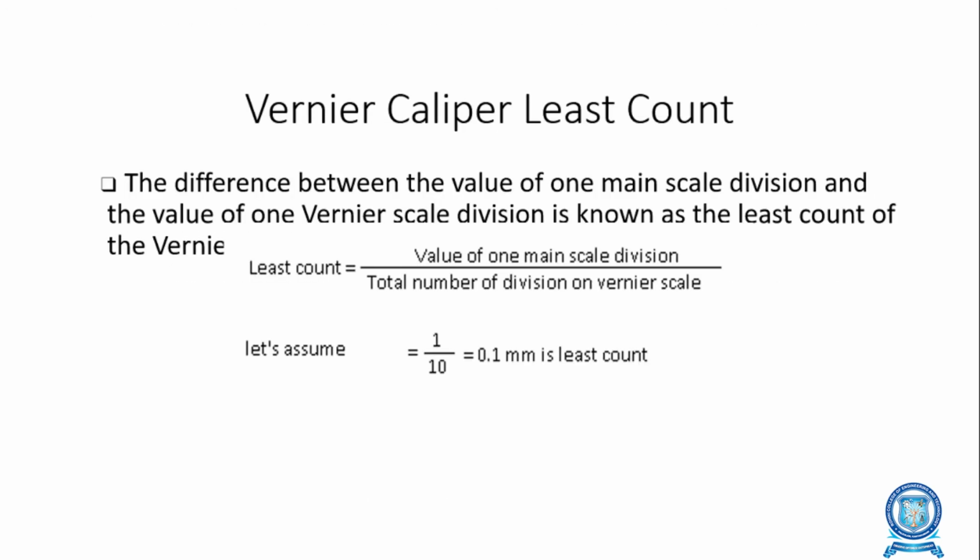Now we should know about the vernier caliper least count. The vernier caliper least count is the difference between the value of one main scale division and the value of one vernier scale division. So least count is equal to the value of one main scale division divided by the total number of divisions on the vernier scale. Let us assume the vernier scale has 10 divisions in total and the value of one main scale division is 1. We get the least count value as 0.1 mm. So here 1 by 10 is equal to 0.1 mm as least count.